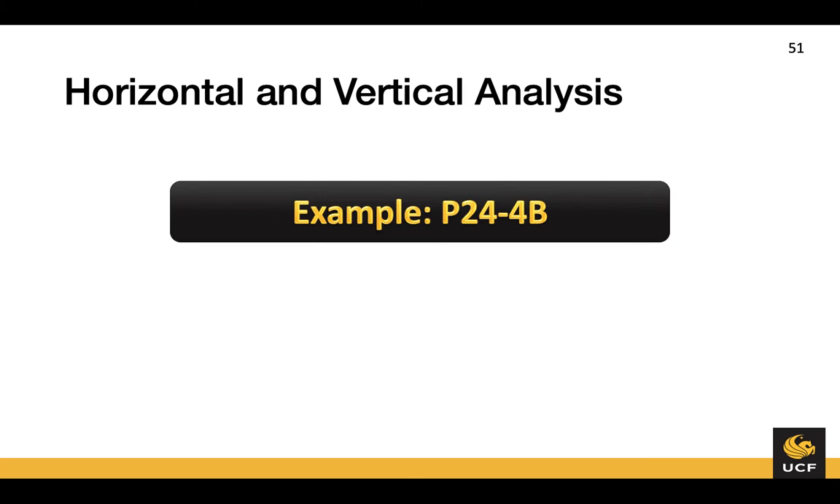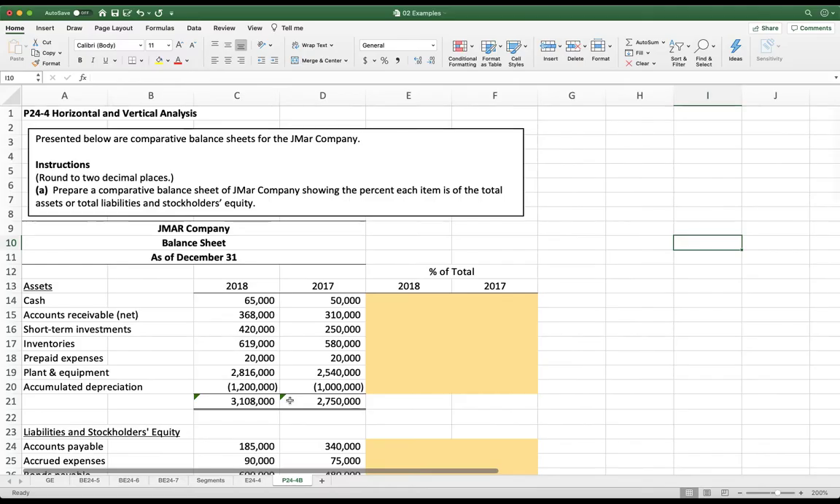Let's take a look at an example of horizontal and vertical analysis. Okay, so for this example, we have the comparative balance sheet for JMAR Company. What we're going to do here is prepare a comparative balance sheet for JMAR Company showing the percent each item is of the total assets or total liabilities and stockholders' equity.